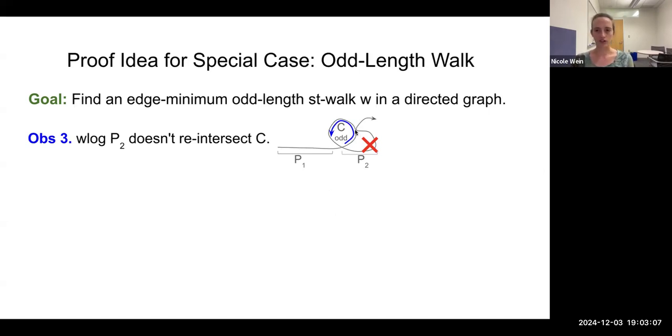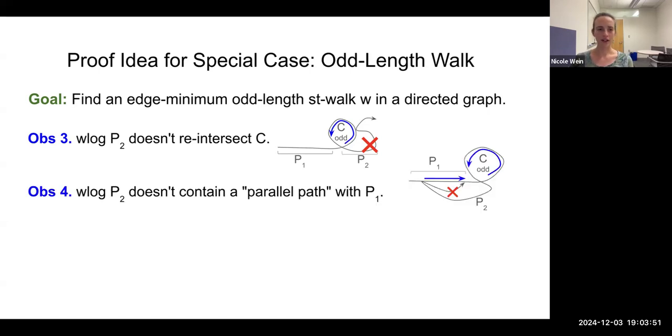But we can say without loss of generality that it doesn't, because we can just remove this section of P2, and instead traverse this path here along the cycle itself, reusing those edges. This is only going to help us because it could only decrease the number of edges. It could change the parity of the path, but if it changed the parity of the walk, I could go around this odd cycle one more time to change the parity back to what I want, so that the whole walk has odd length, and then I'm good.